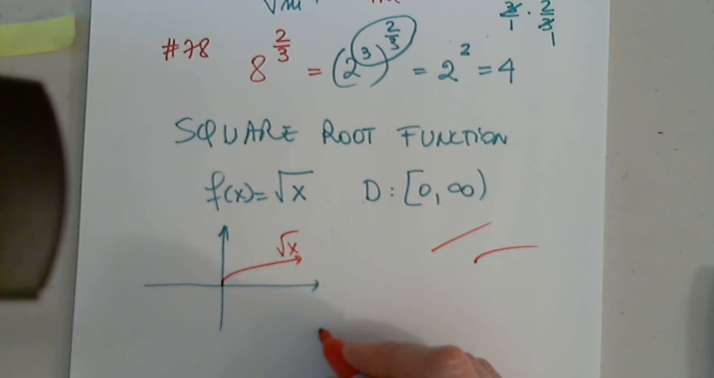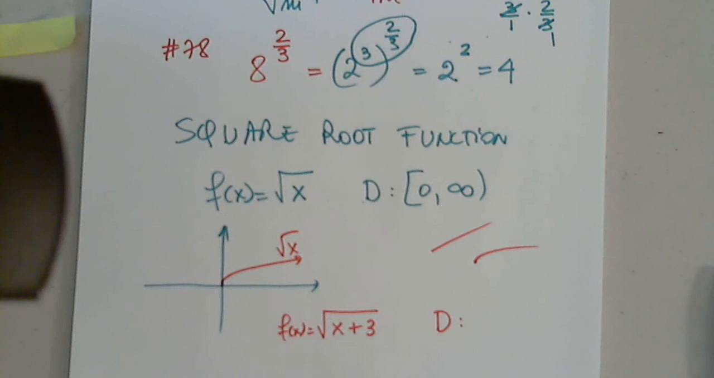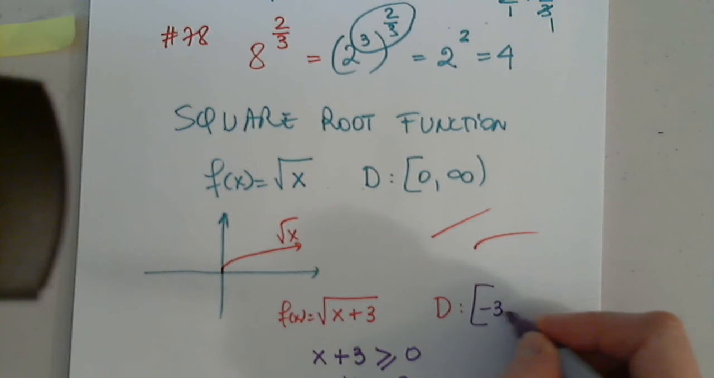If I want to graph the square root of x plus 3, what is the domain of this function? What do I have to write, solve, in order to find the domain of this one? The restriction. What restriction do I have to write? The quantity under the square root must be greater than or equal to 0. So x plus 3 is greater than or equal to 0, so x is greater than or equal to -3, so from -3 to infinity.